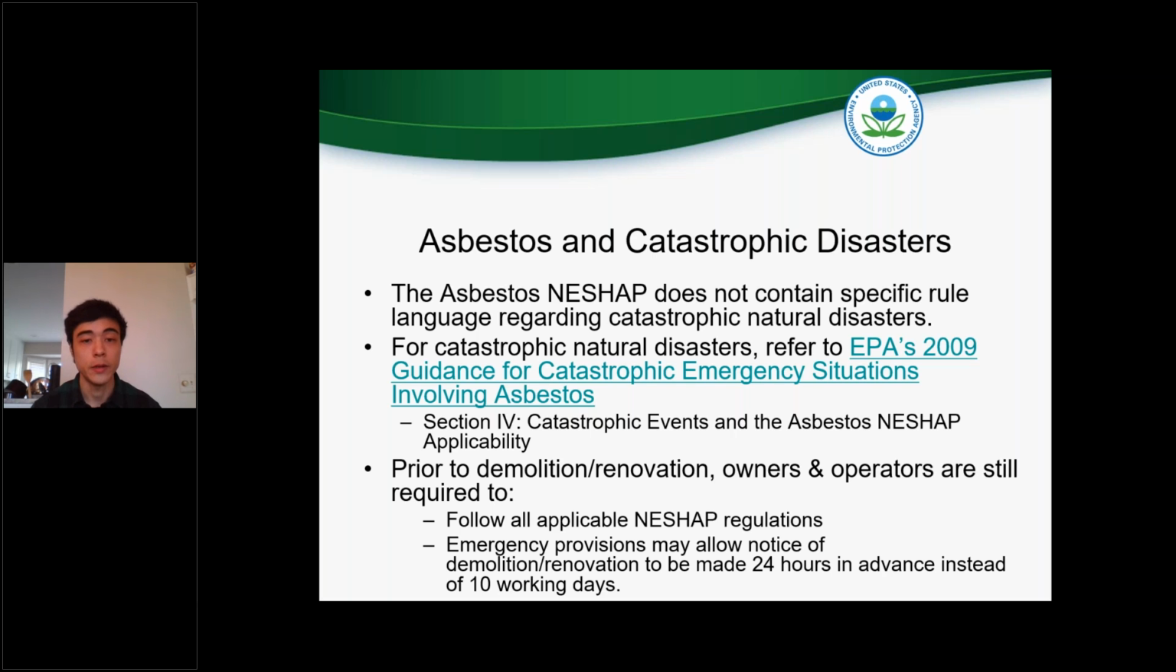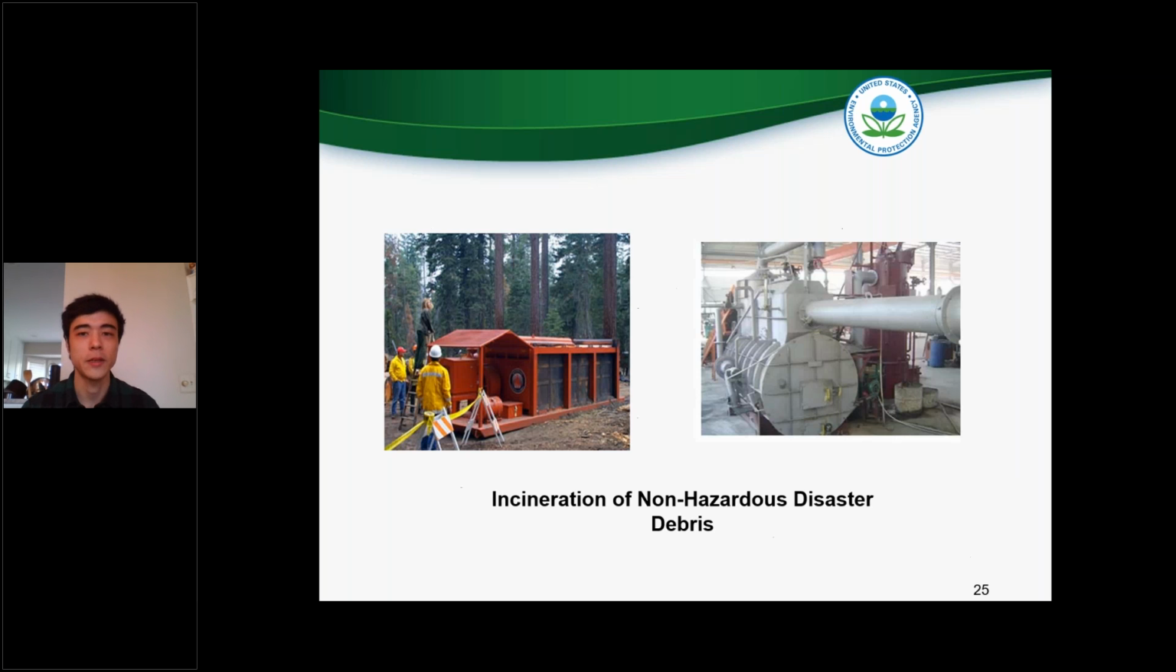One thing to note, however, is that emergency provisions may allow notice of the demolition or renovation to be made 24 hours in advance instead of 10 working days. But that is the only difference under emergency situations. And yeah, that finishes up with asbestos, and I think we'll move on to Marcia, the next topic.